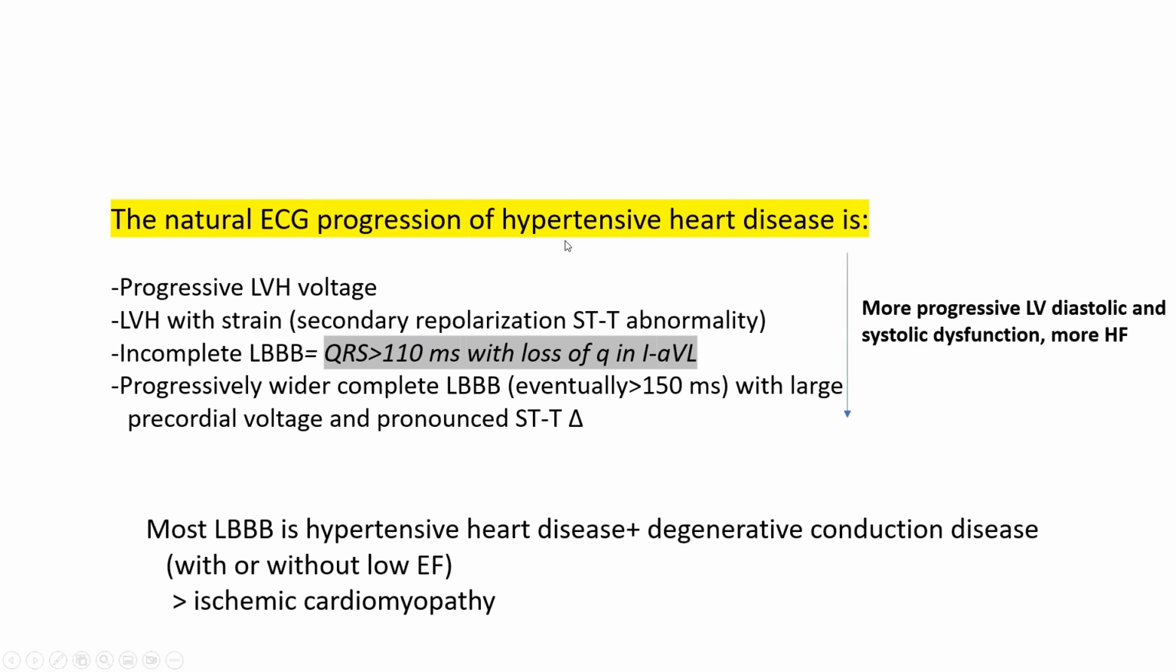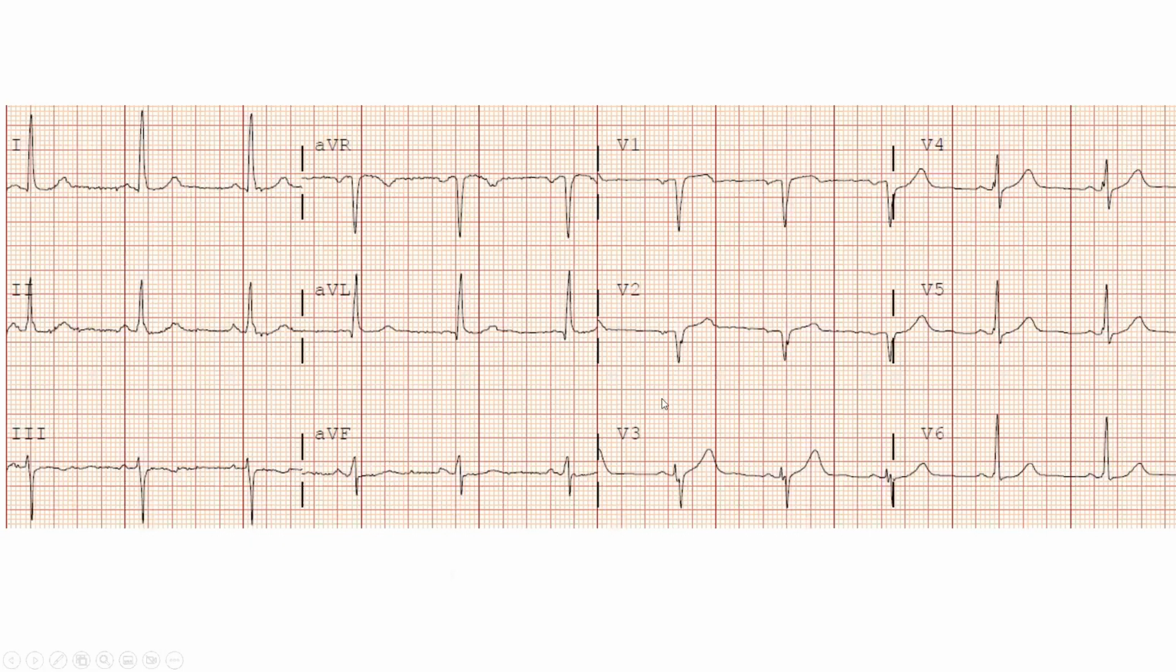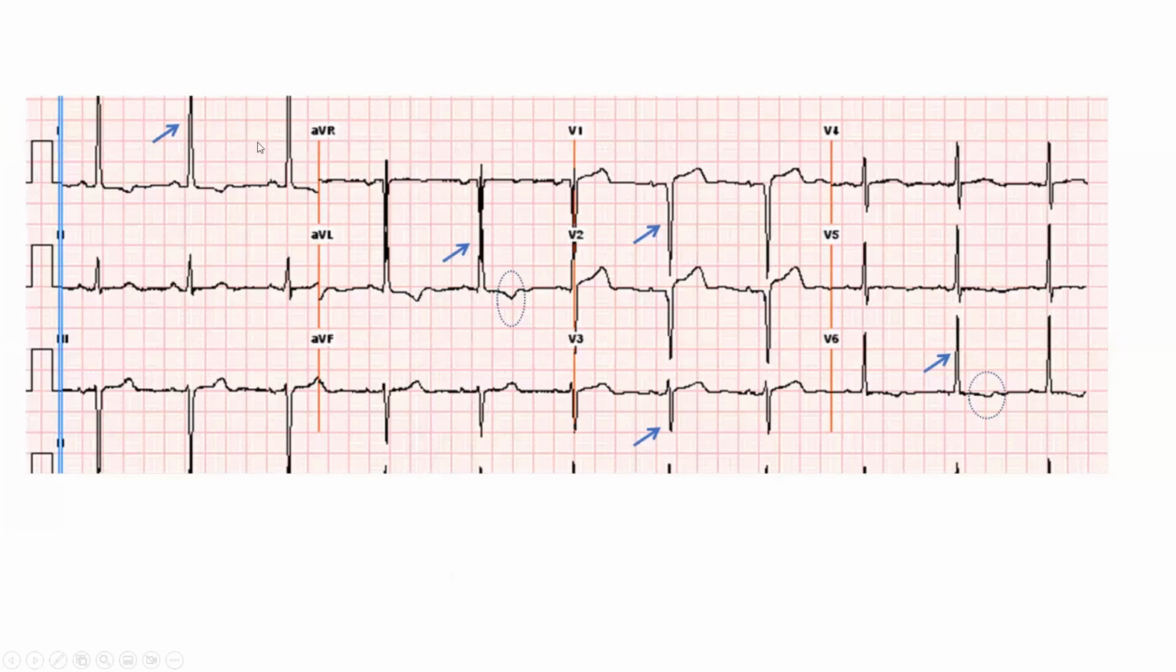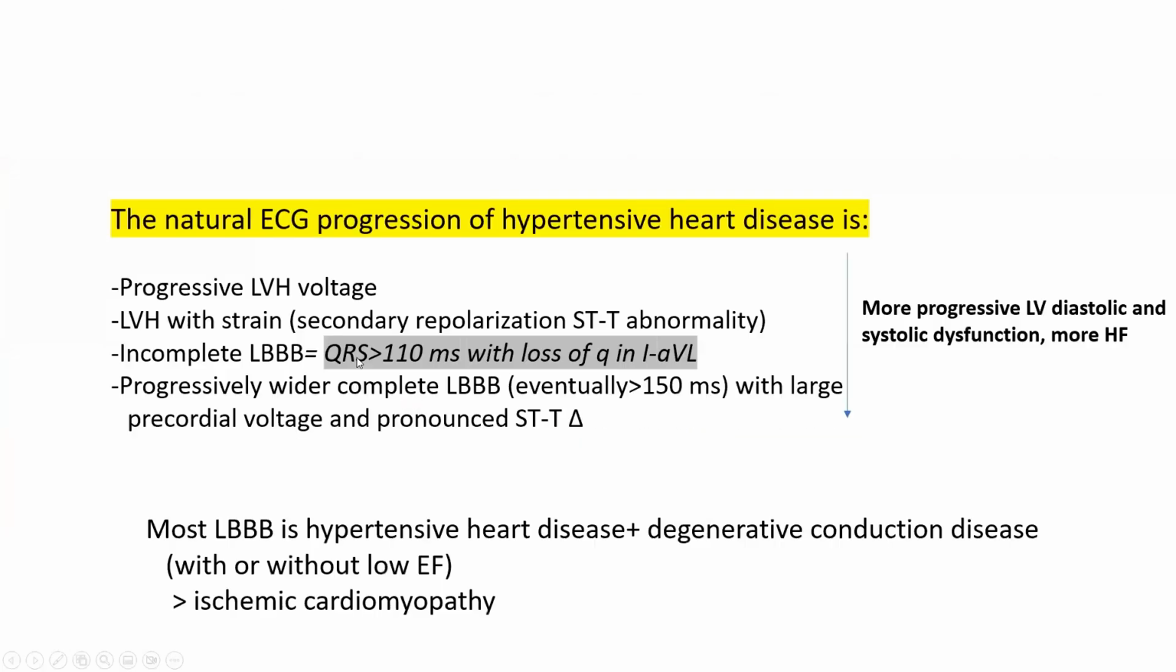This is the natural EKG progression of hypertensive heart disease. You start getting progressively more and more LVH voltage. Then you start having LVH with a strain, like on those EKGs. He's starting to have STT abnormality opposite to QRS. You get ST depression and T inversion opposite to QRS. You get ST elevation in leads where QRS is down. The ratio of ST elevation to QRS remains less than 20%. So you start getting more strain pattern, STT abnormality. That's part of the progression.